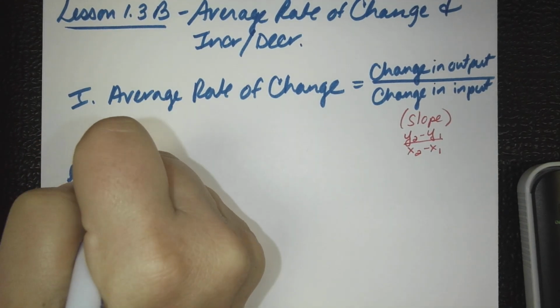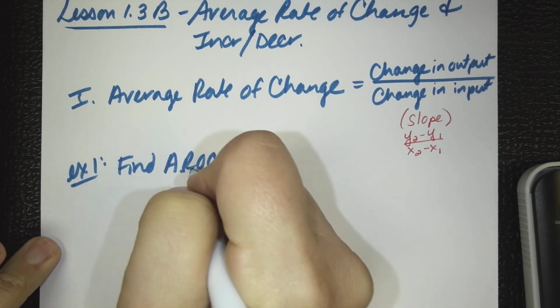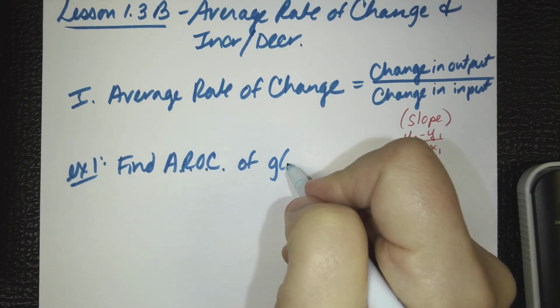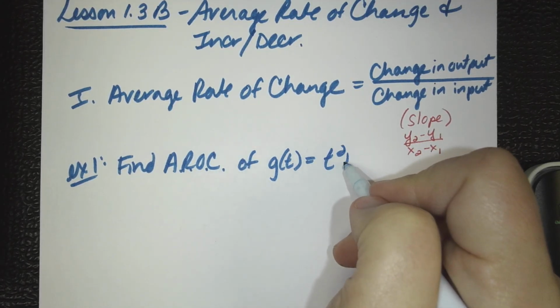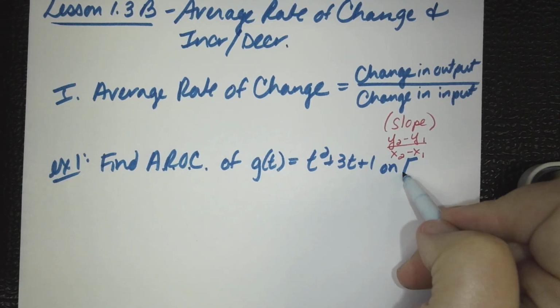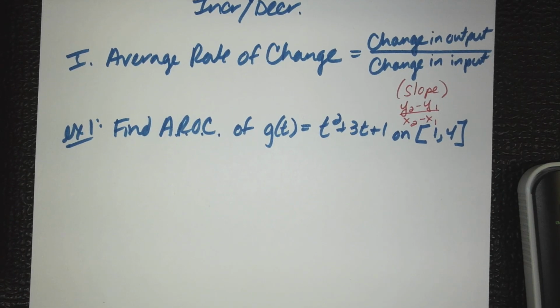All right, so let's do 3 quick examples. They're very easy. Find the average rate of change. I don't feel like spelling it out, so we'll just call it AROC. Find the AROC of g of t equals t squared plus 3t plus 1 on the interval [1, 4]. And I'll explain what that means.